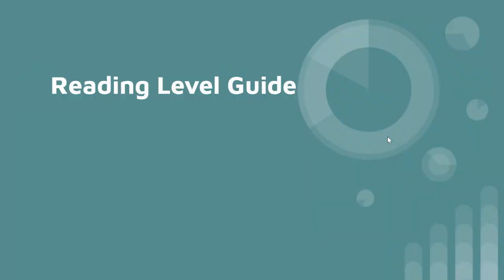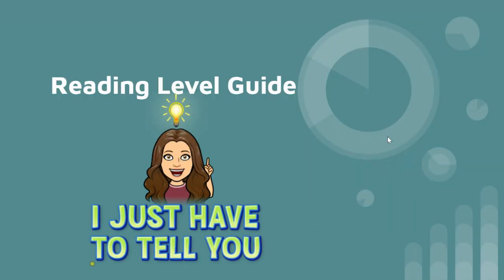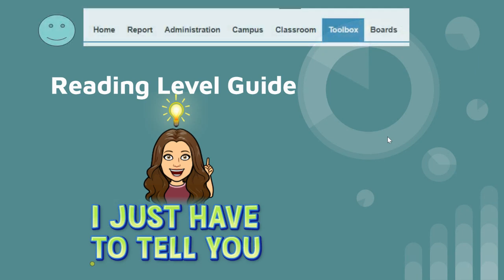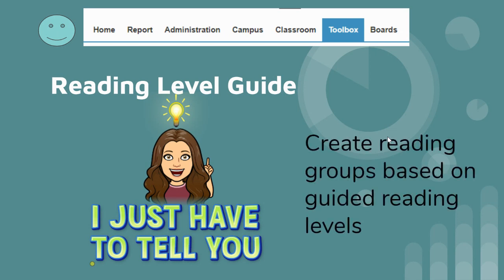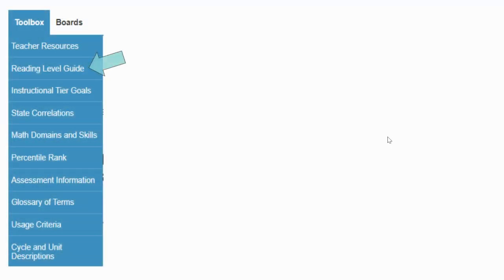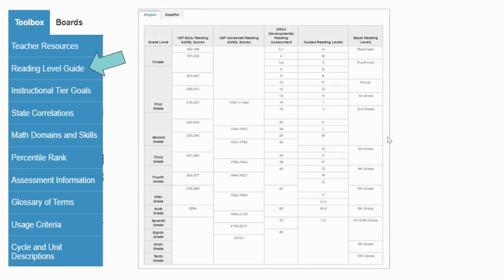So now let's look at the reading level guide. This is something that I think is a really great feature in the iStation program. We're already in the Toolbox tab, and this is where you can find this information. It will help you to create reading groups based on the ICIP results. From the Toolbox tab, you'll want to go to Reading Level Guide. It will pull up this document here.